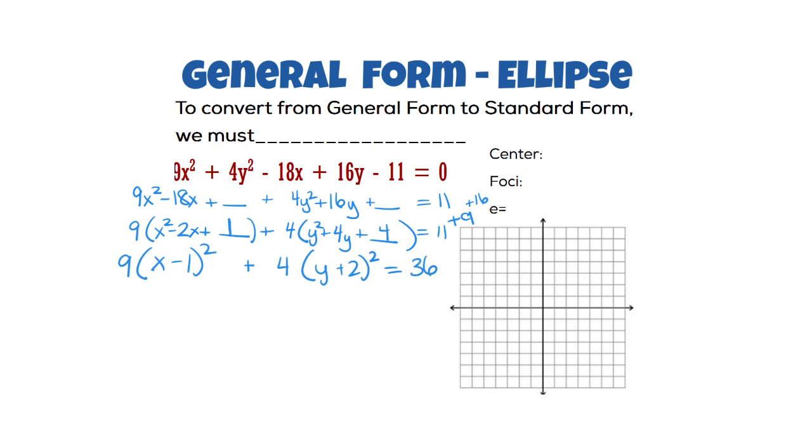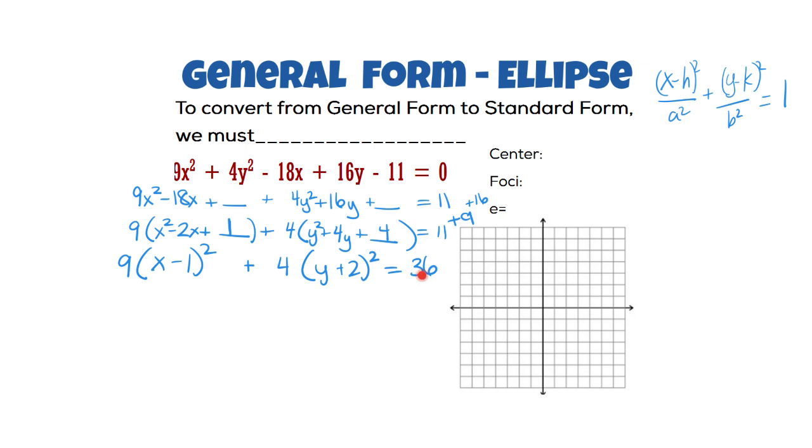Okay, now here's the thing. Do you remember what an ellipse equation looks like? It doesn't look like that. It looks like this: x minus h squared over a squared. It's always a plus sign there. Then we had y minus k squared over b squared. Remember, a and b can swap, but don't get caught up on that. It always equals 1. That's what I'm trying to turn this into. I can't have a 36 here. I need this to be a 1.